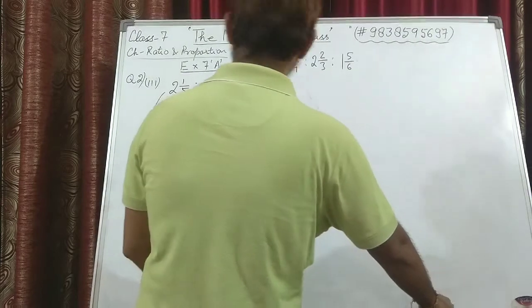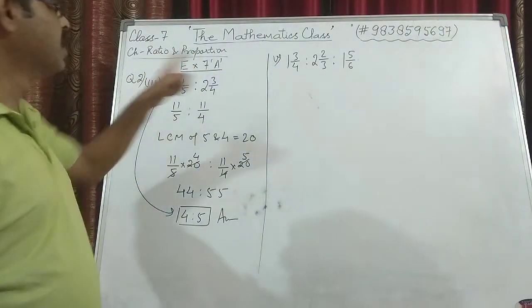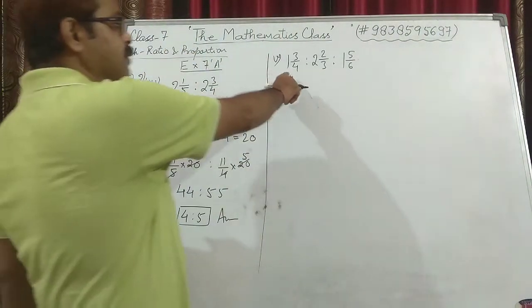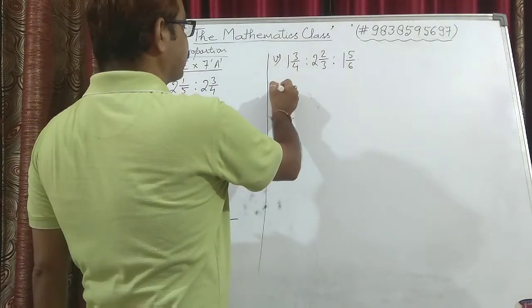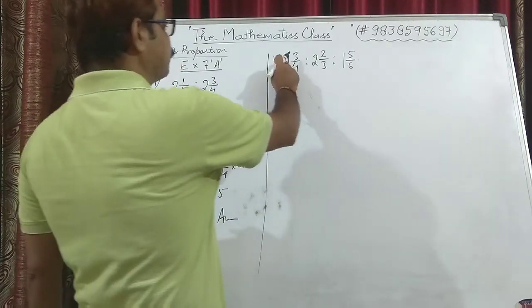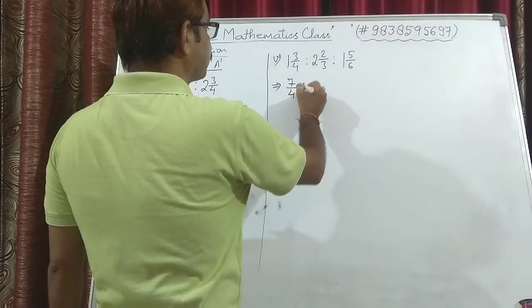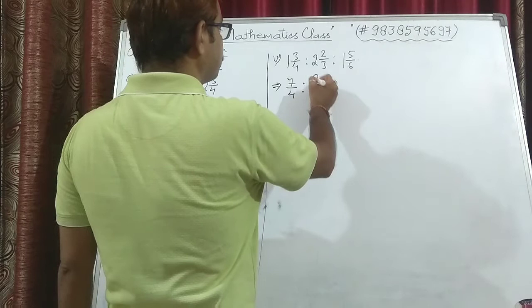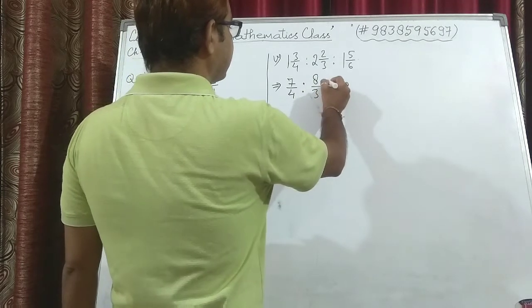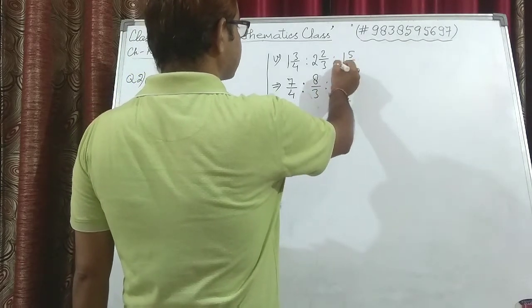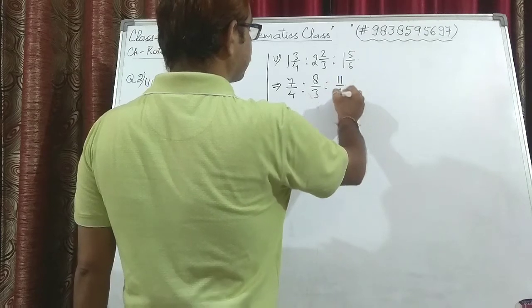Now again question number 2, fifth part. This is again in the form of mixed numbers, so we will convert it into fractions. 4 ones are 4 and 3, 7 upon 4; 3 twos are 6 and 2, 8 upon 3; 6 ones are 6 and 5, 11 upon 6.